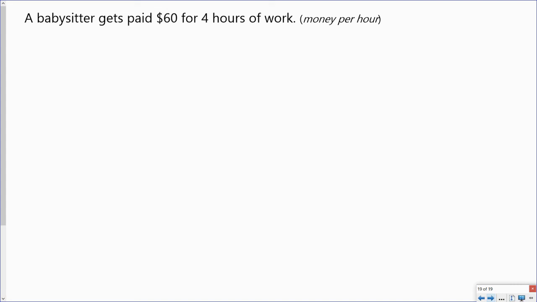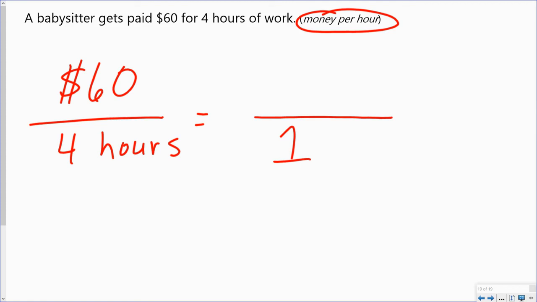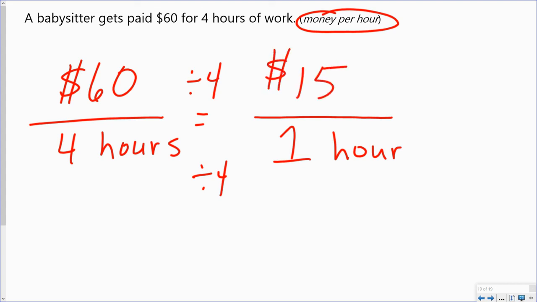A babysitter gets paid $60 for 4 hours of work. Again, here's my clue: money per hour. So $60 over 4 hours equals how much gets paid in 1 hour. Again, divide by 4, divide by 4. 60 divided by 4 is 15. So it would be $15 in 1 hour, or $15 per hour.